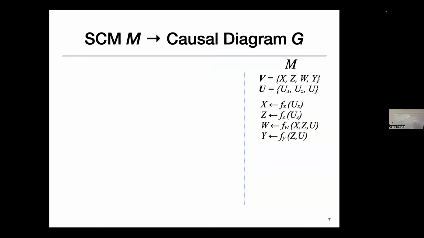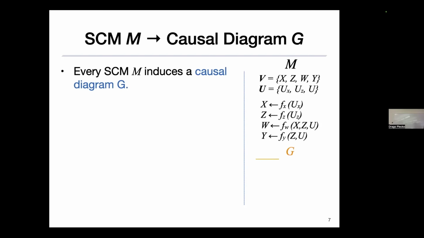The difficulty, of course, comes from this. I'll give you here a running example of an SCM. Let's say that this is the underlying reality. The observed variables in this case are X, Z, W, and Y. I have unobserved variables U_X, U_Z, and so on, and these are the functions that determine the values of these observed variables. What is important is that in reality, and especially when you have humans involved, we almost never have access to these functions. We never know what these functions are. This is the underlying reality that we do not have access to.